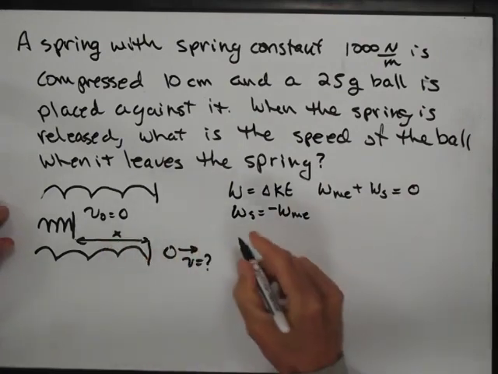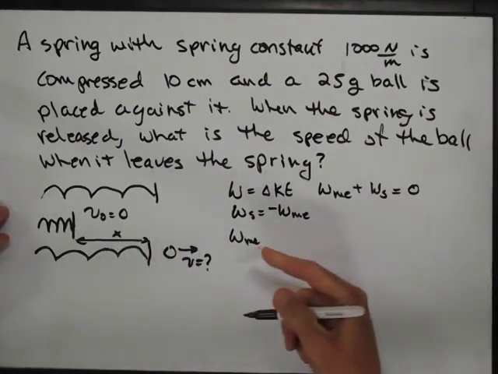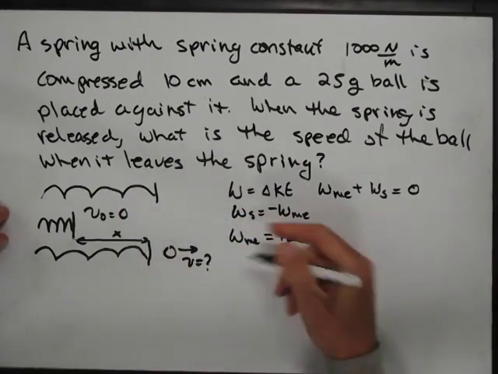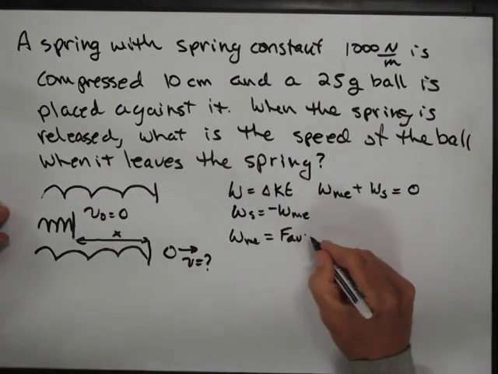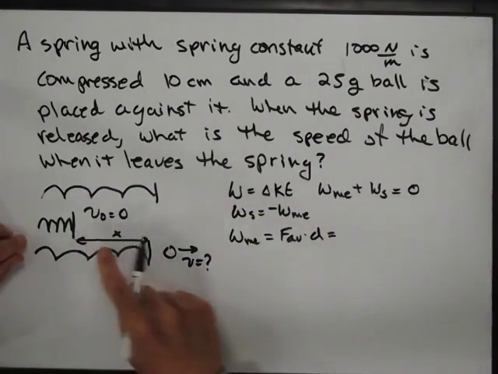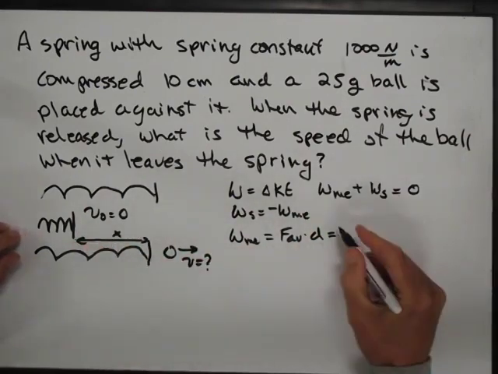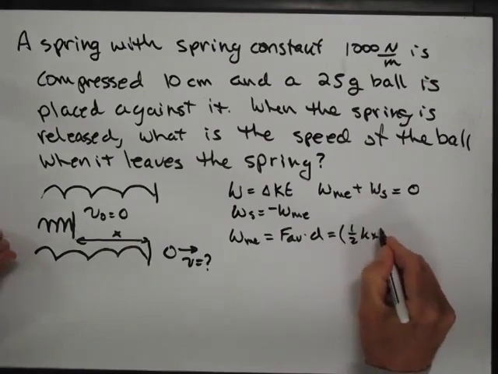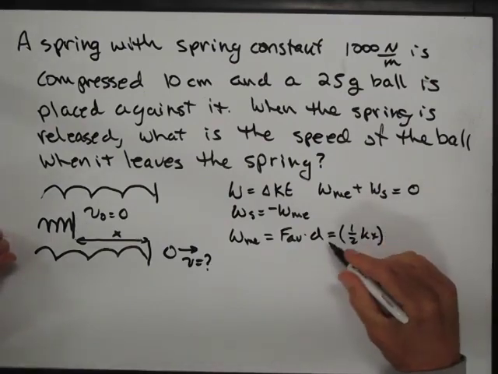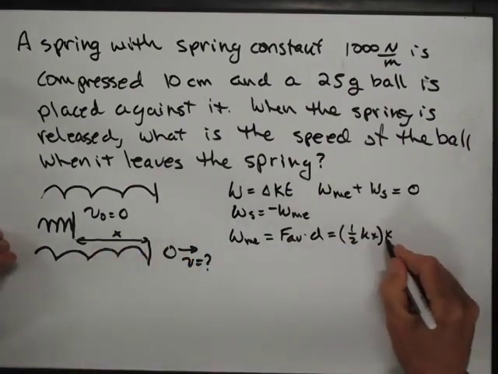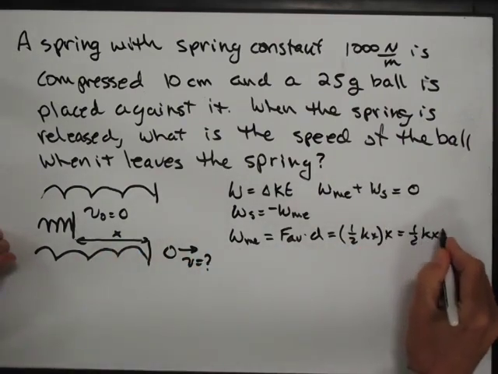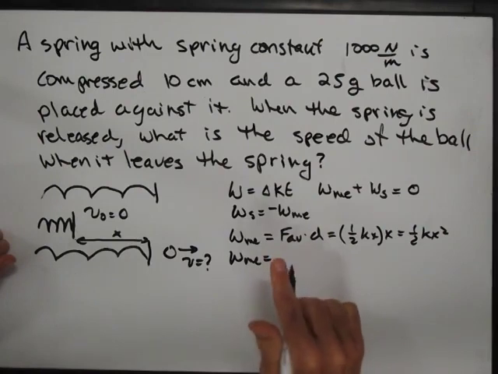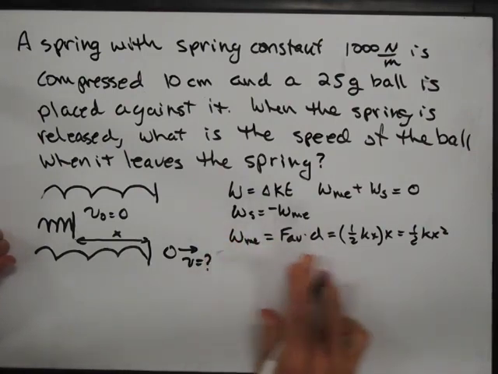Well, we've already decided the work by me, because we've looked at springs before and we said, look, the work by me is just the average force I apply pushing this way times the distance. And we said since the force to compress a spring is kx, the average force going from this point to that point is just 1/2 kx, times the distance I've compressed it, which I've said is x. And so that's 1/2 kx squared, or the work by me is 1/2 kx squared.